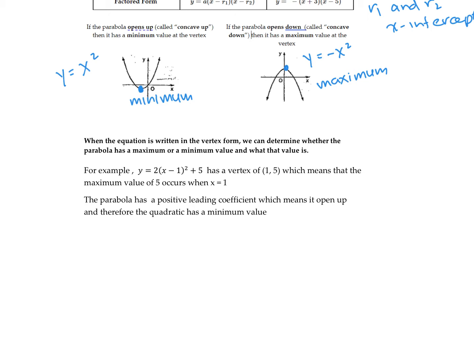For example, I have this parabola in vertex form, y equals 2 times (x minus 1) squared plus 5. It has a vertex of (1, 5). Remember that it's (x minus h) squared plus k, so h is the value of the x-coordinate, not negative 1, it would be positive 1. It has a positive leading coefficient, which means it's going to open up. The vertex is located at (1, 5), so it has a minimum value at x equals 1.